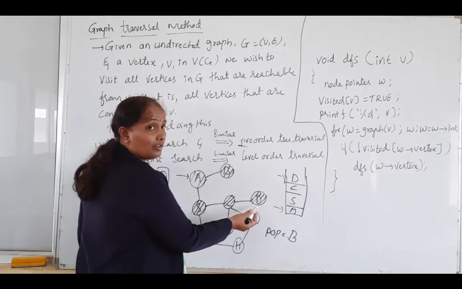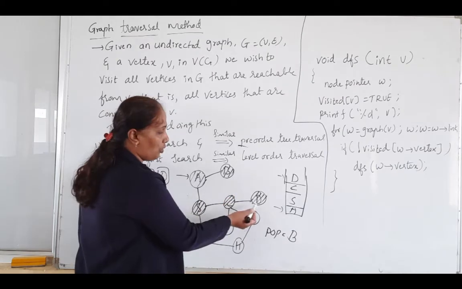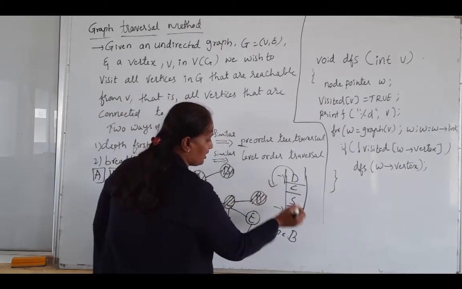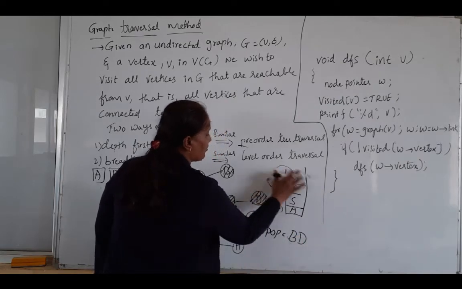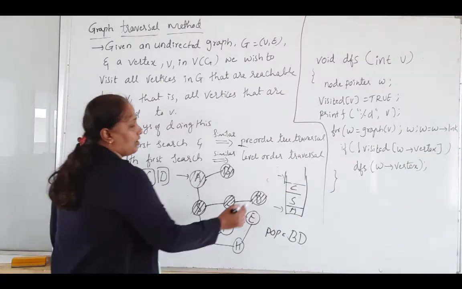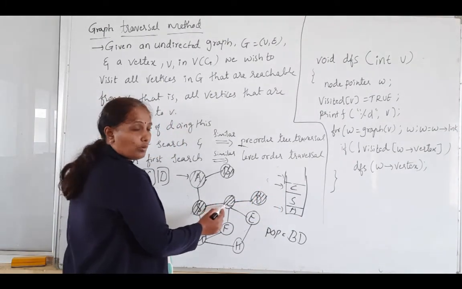Next, you are going to check the connected vertices of this D. Are any vertices connected to this? No. Then you are going to pop this from the stack. So I will pop this from the stack. Next, after popping, what will be the top of the stack? C is the top of the stack.